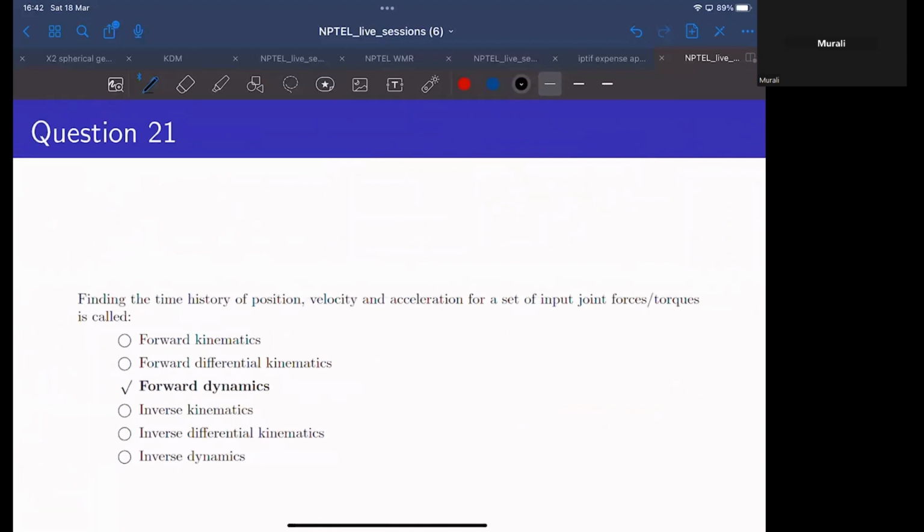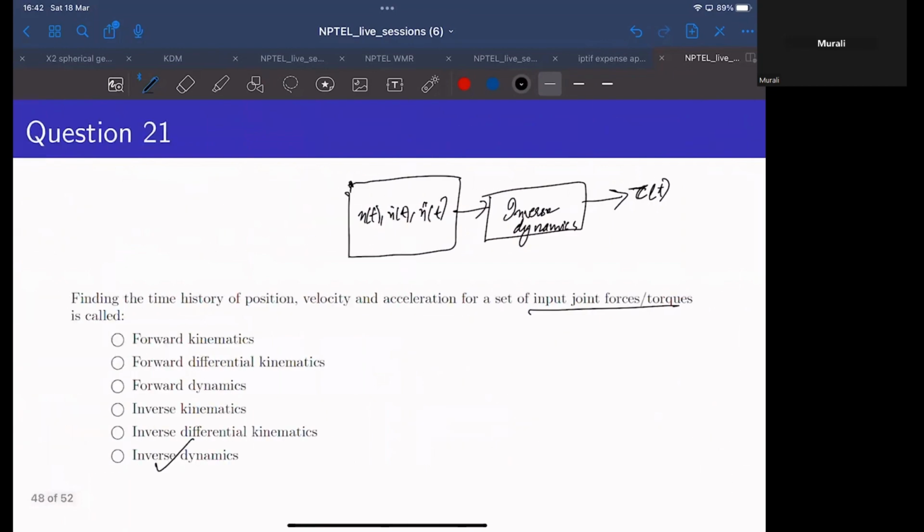Oh, I think it's forward dynamics actually. Yeah. Okay, I made a mistake actually. It says finding the time history. I thought it was the other way around. So yeah, finding the time history of position.